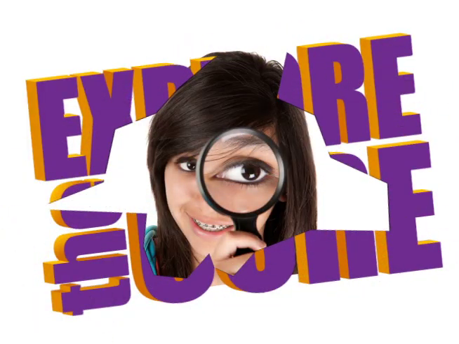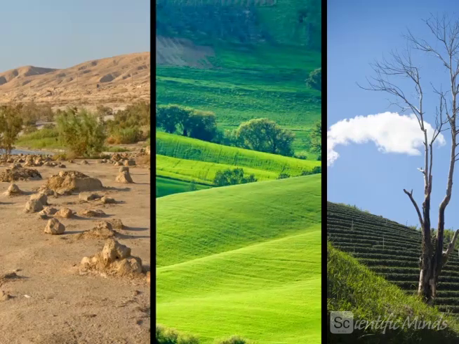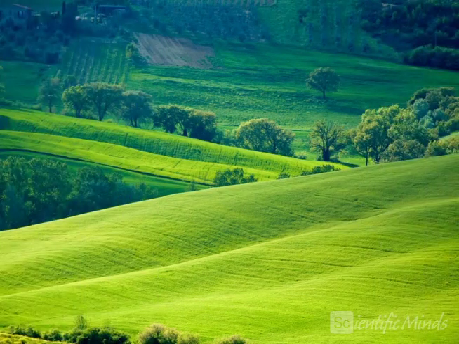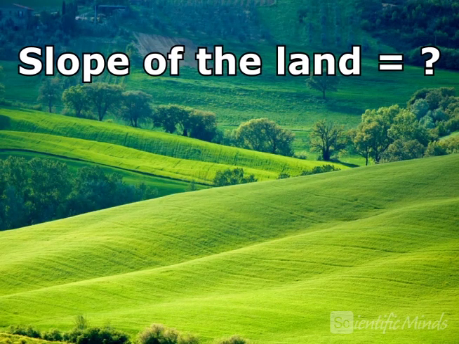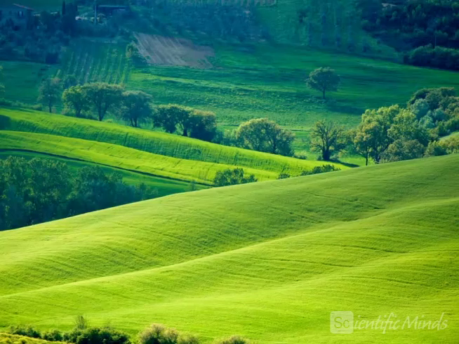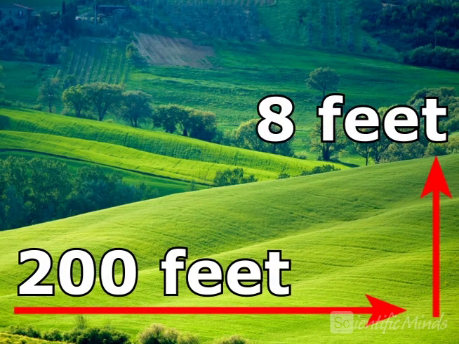And now, let's explore the core. The slope of the land is an important factor when evaluating a land's capability class. A farmer has a tract of land that lies on a sloping plain, and the farmer wants to determine the slope of the land. When looking at the profile of his land, the farmer notices that the incline is 200 feet long in the horizontal direction, and the top of the incline is 8 feet higher than the base.